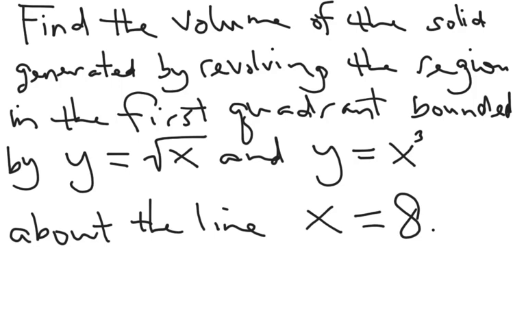Alright, so let's do this a fourth time here. Revolving a region in the xy plane about a vertical axis. So find the volume of the solid generated by revolving the region in the first quadrant, bounded by y equals the square root of x and y equals x cubed about the line x equals 8.